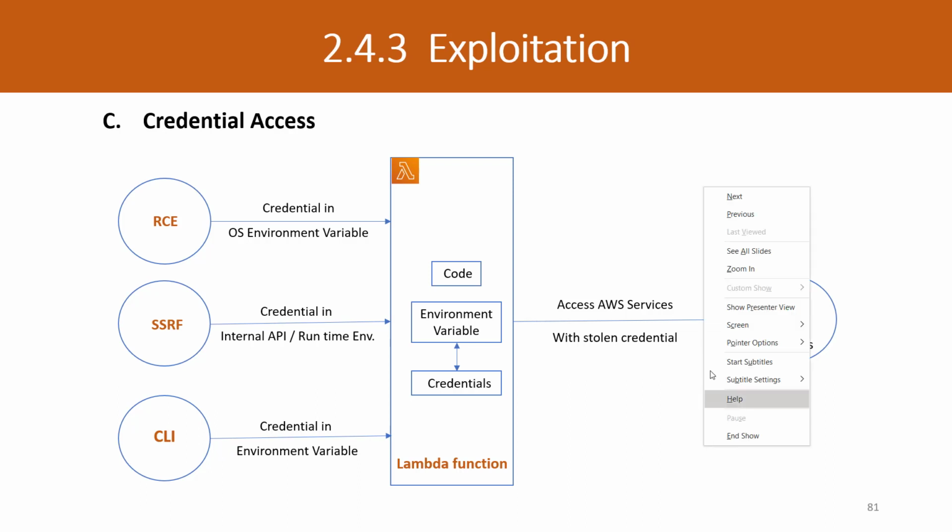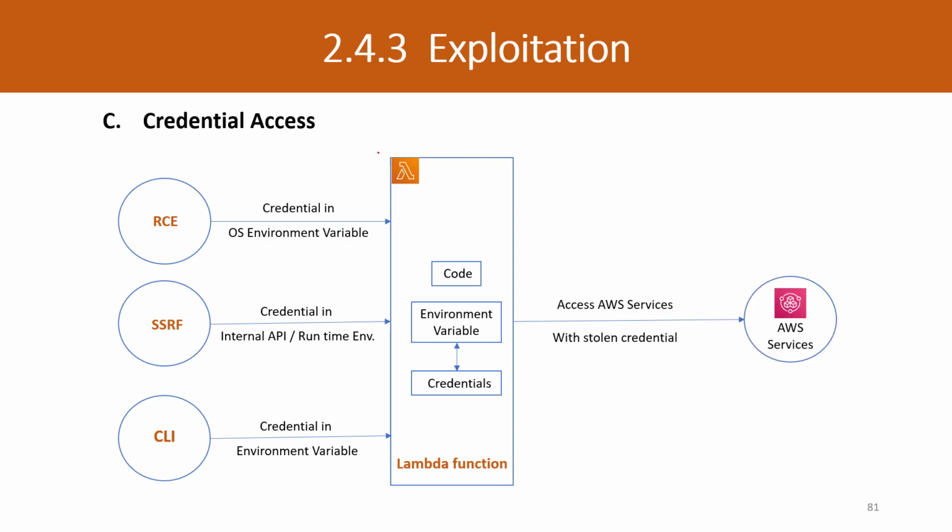So you can see here in this diagram we have a Lambda function. In this Lambda function, we have code. It depends on what programming language we are using. So we have the source code of the application, and we have libraries or dependencies. There may be a chance that the developer stored the credential in one of the code files, so you can retrieve the credential from the code.